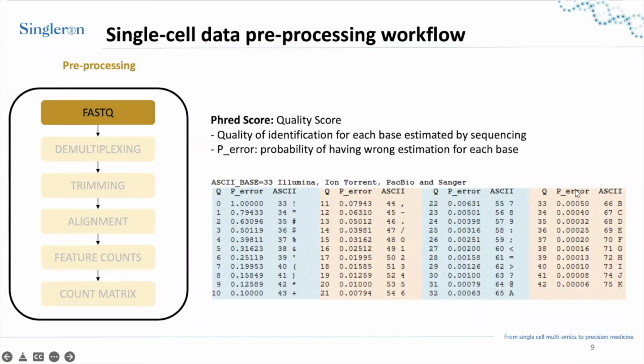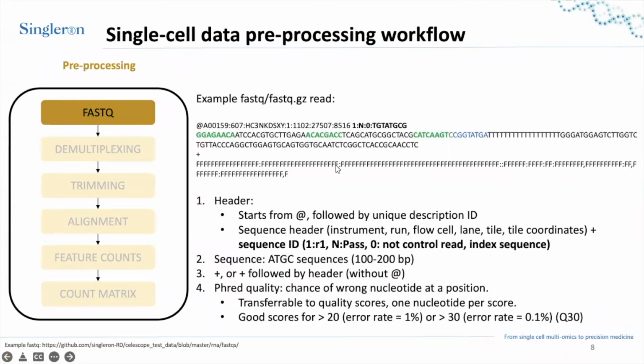Thank you. So from here we observe that for this sequence, most of the alphabetic quality, the Phred score here, is F, which indicates this read is of relatively good quality. So let's see what it will become in the next steps.